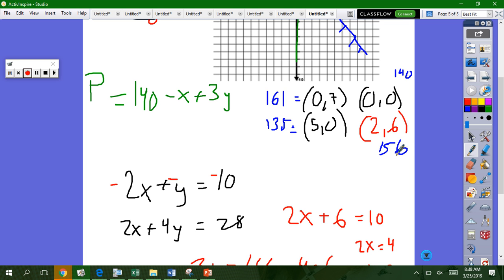Of those 4 intersections, which one would maximize my profit? 0, 7 would maximize my profit. That, guys, all that work is, that's my answer. That's the one that will maximize my profit. Okay, so you're doing a system of inequalities, but then you're plugging that information into an equation to maximize or minimize whatever it might be.